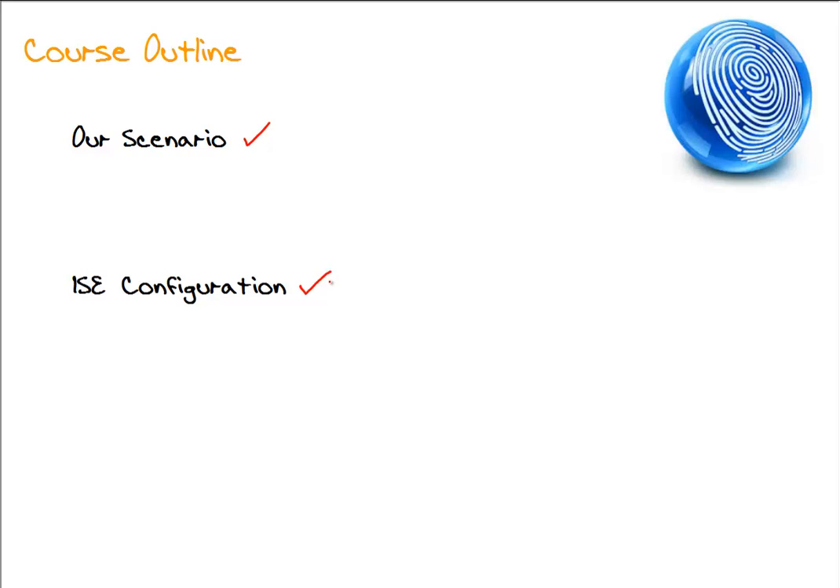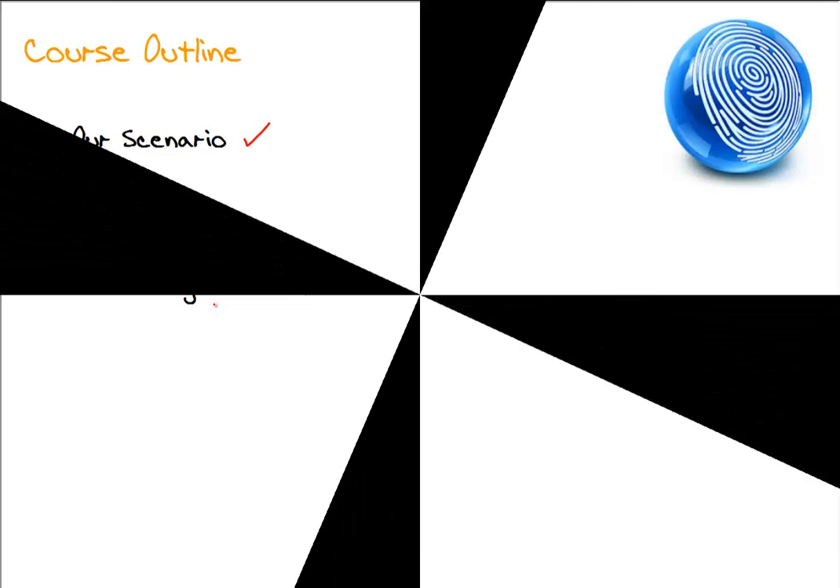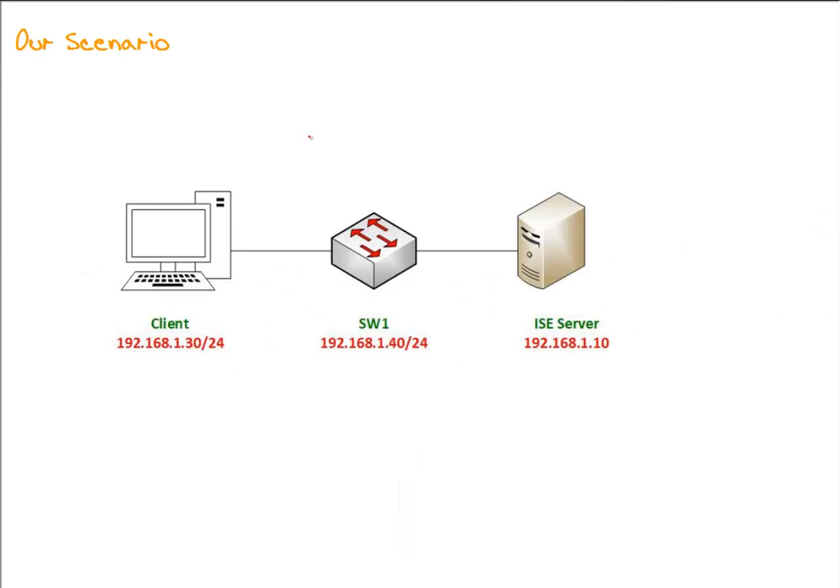You may ask yourself and me, are we done after ISE configuration? Absolutely not. We have to configure all components involved in 802.1x, including our PC and a switch in our scenario. But due to Udemy laws for video length, we just configure ISE in this scenario and we leave switch and client configuration for future lectures. Let's jump in. Our scenario.